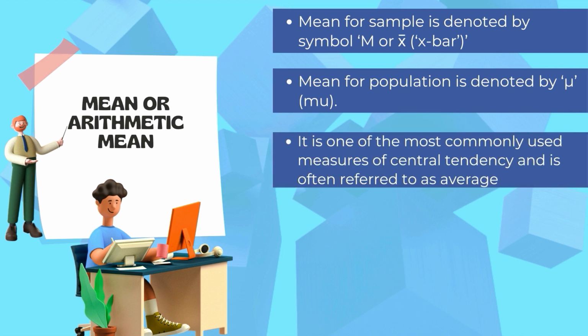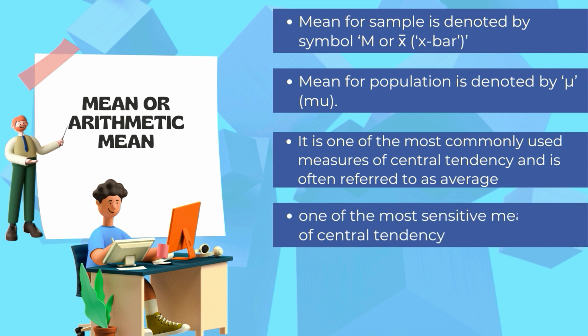It is one of the most commonly used measures, as you are aware, and as in the example that I have discussed, you calculated the average of your performance, which is also known as the mean of the performance. So it is the most common measure of central tendency, often referred to as the average. It is also one of the most sensitive measures of central tendency, because extreme scores always influence the mean. We will see how extreme scores affect the mean when we go for the calculation.